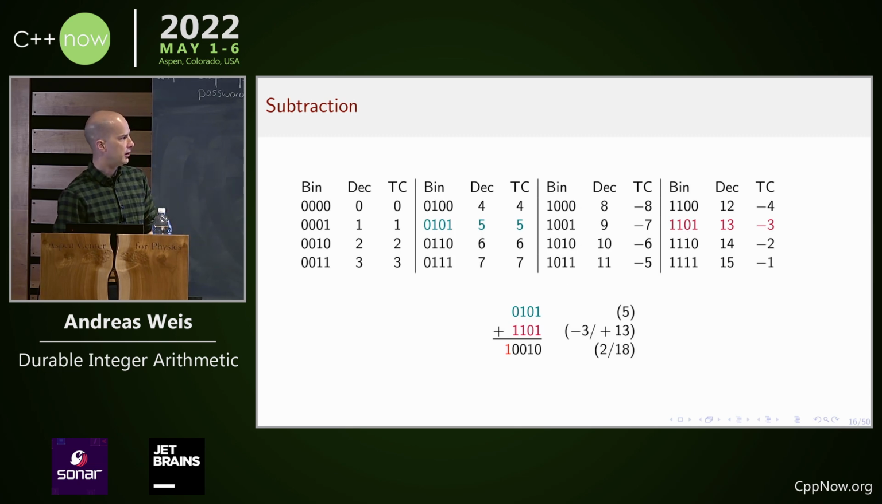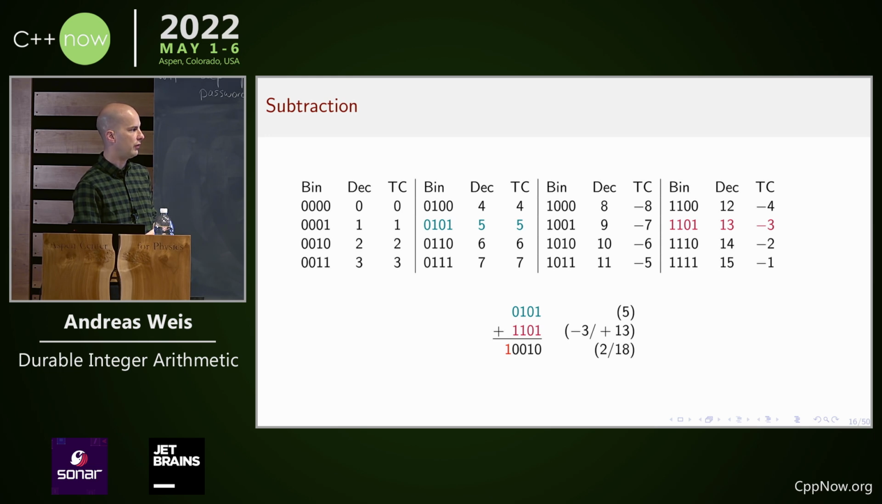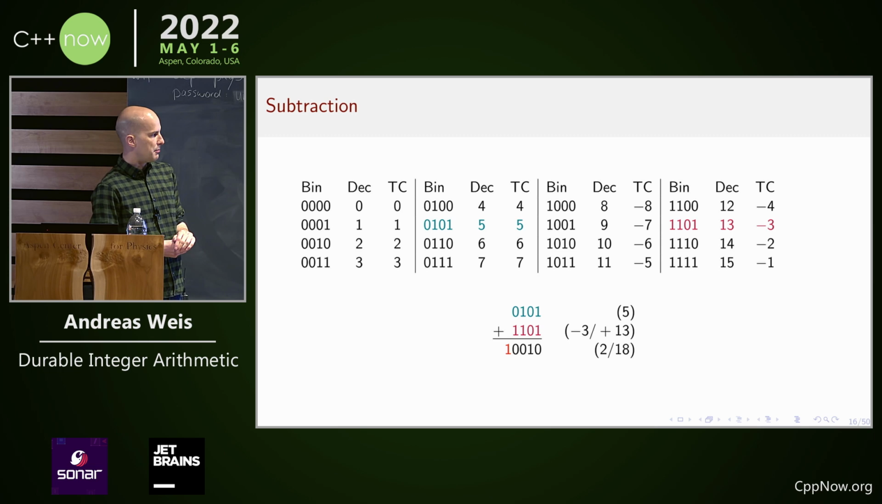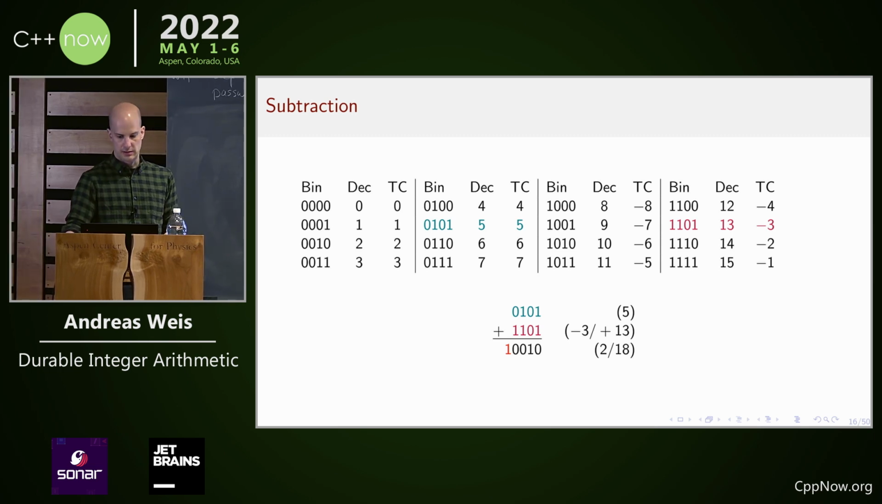So again, if we look at an example, we're calculating 5 minus 3, then we again see that we get the one overflow bit. But if we only look at the black bits, then we actually get the correct result.